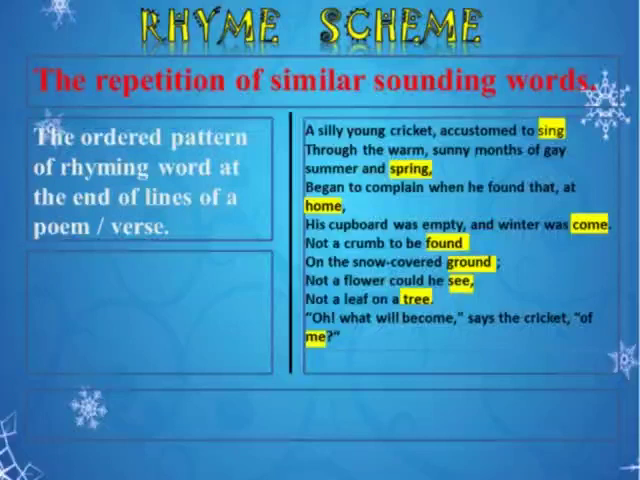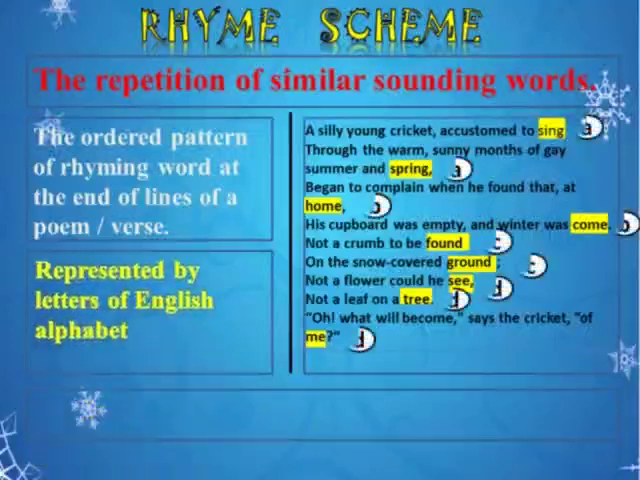If you see the ending of each line, sing rhymes with spring, home rhymes with come, found rhymes with ground, see rhymes with tree, and tree rhymes with me. So you see all the endings of each line are rhyming with each other or the previous lines.